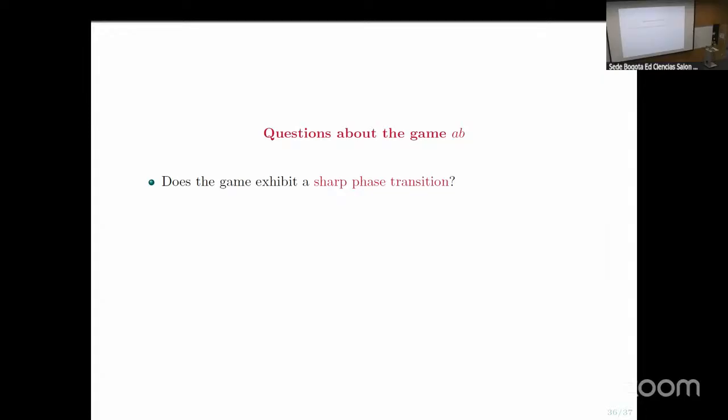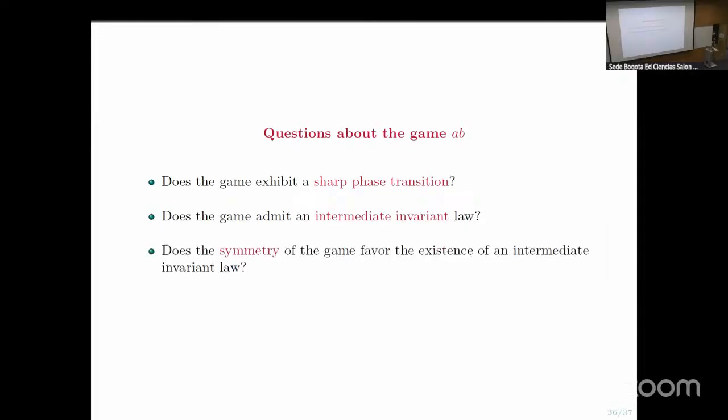Does the game exhibit a phase transition? This is the first question that we need to try to show if we want to see whether there is an intermediate invariant law. Does this game admit an intermediate invariant law? Does the symmetry of this game favor the existence of an intermediate invariant law? So these are open questions.